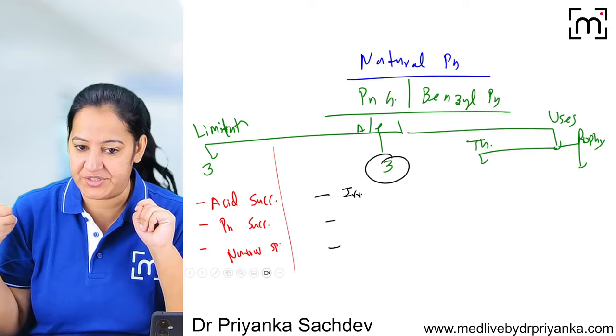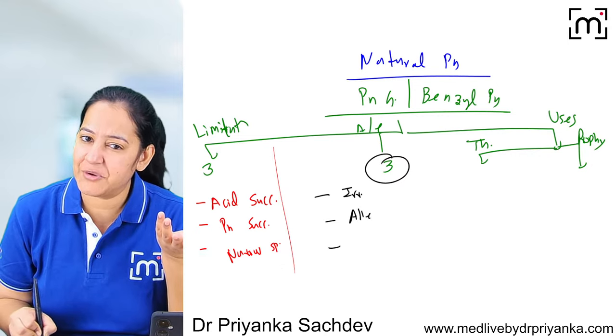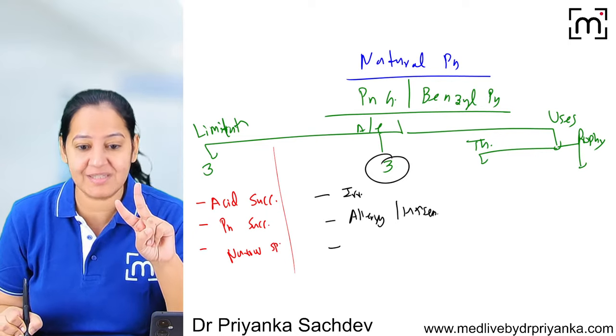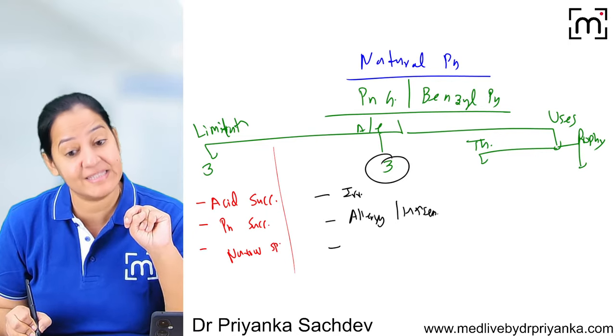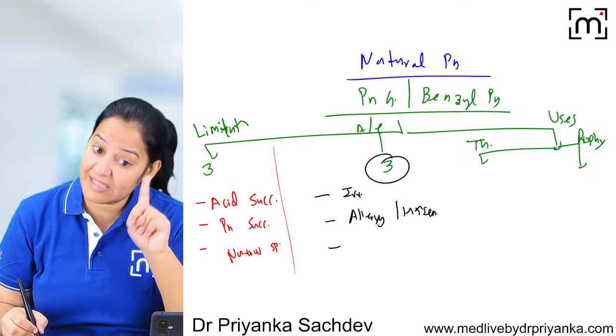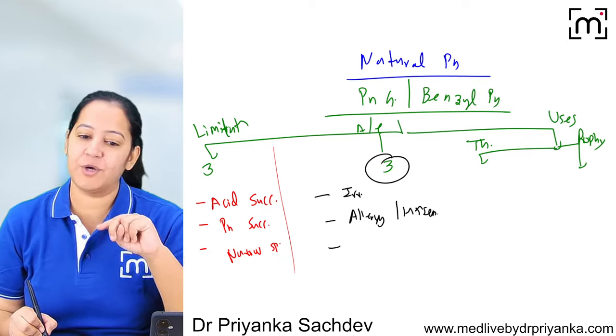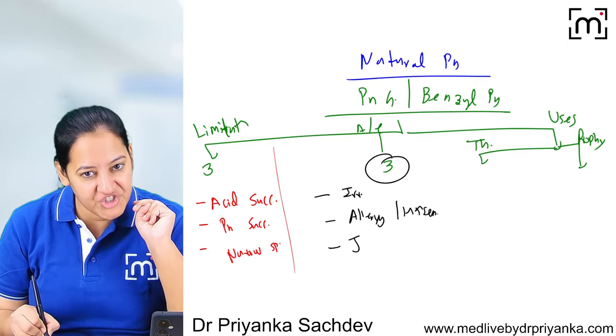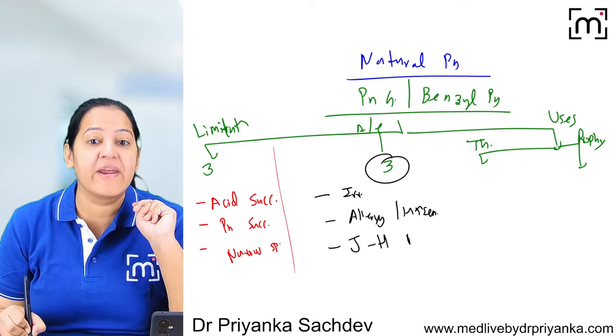So pain during injection, number one. Number two is allergy or hypersensitivity, whatever you say. And number three, it's a special type of side effect which is seen in syphilitic patients on giving the injection of penicillin G. It is a drug of choice for syphilis. I told you, it is a drug of choice. So the name of the reaction is Jarisch-Herxheimer reaction.